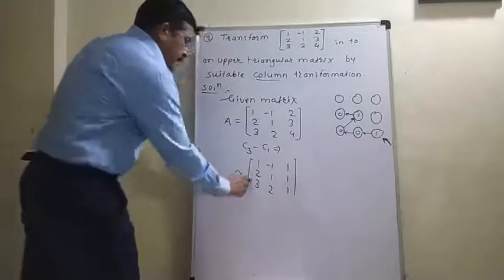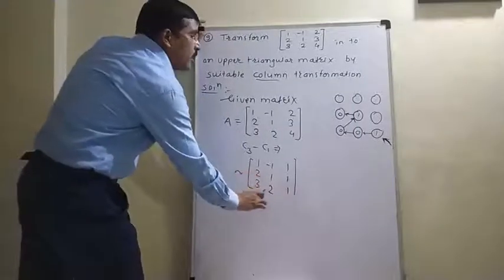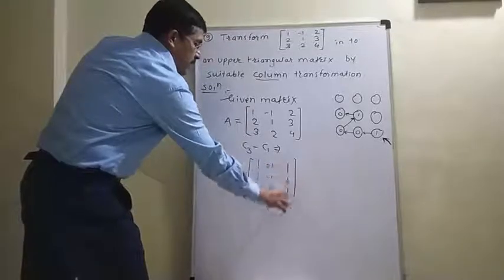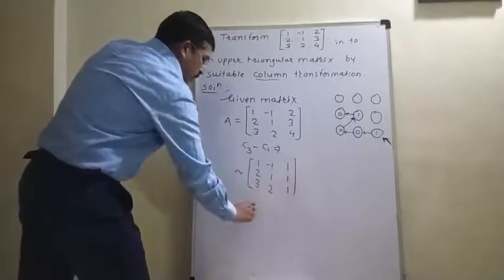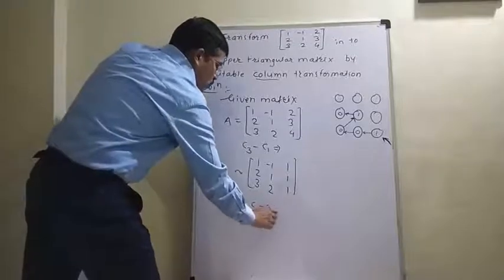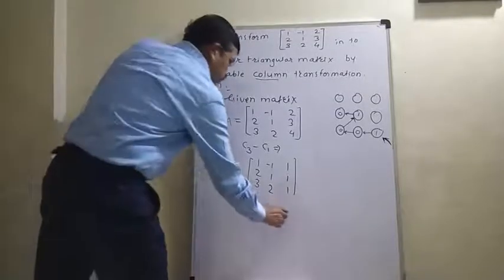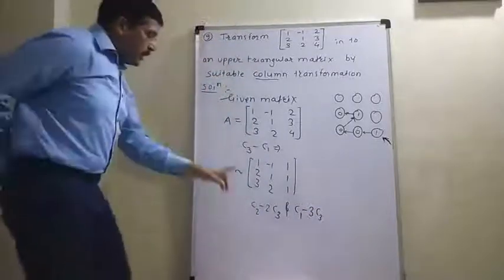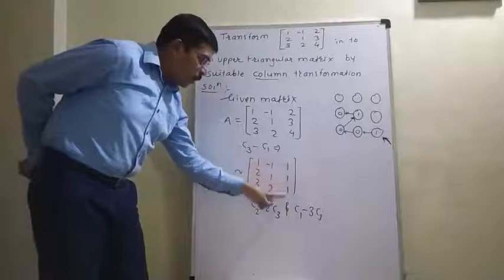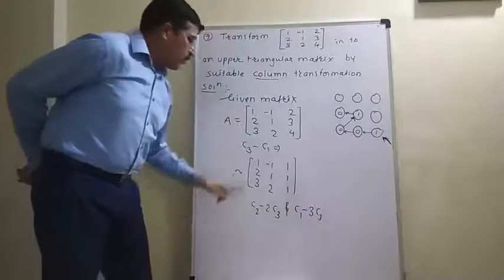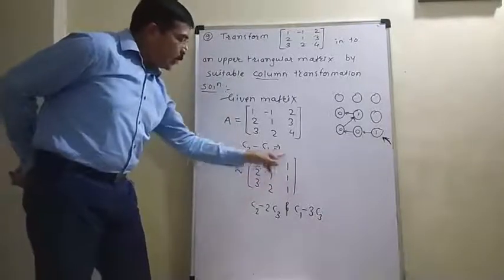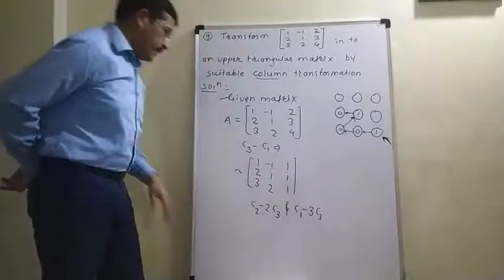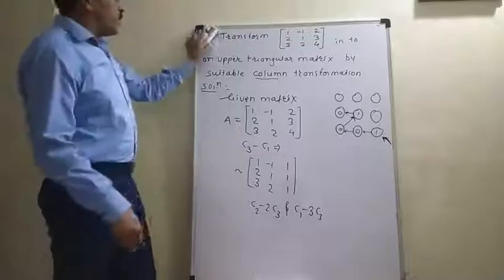Let us see. Here I need to bring 0 in this place. I will definitely take the support of the third column, so I can write C2 minus 2 C3. To bring 0 in this place, I can write C1 minus 3 C3. To bring 0 here, I need to multiply this column by 2 and subtract. And then to bring 0 here, I need to multiply this column by 3 and subtract it from this one. Let us perform the operations.